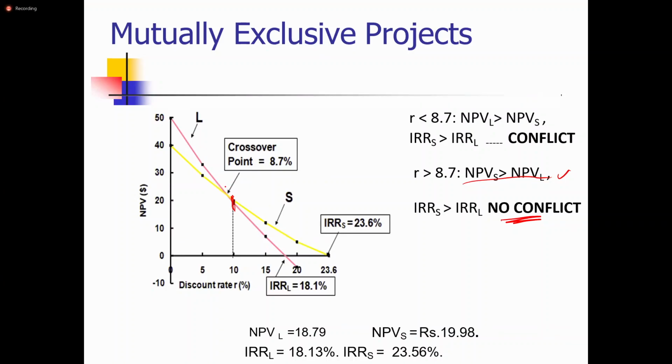If it is less than the 8.7, say 5%. At 5%, if you look at the NPVL, it is greater than the NPVS. So on the NPV, you should select the project L. If you look at the IRR, IRRS is greater than the IRRL. So based on the IRR, you should select the S. So then you can see a conflict between the NPV and IRR criteria.